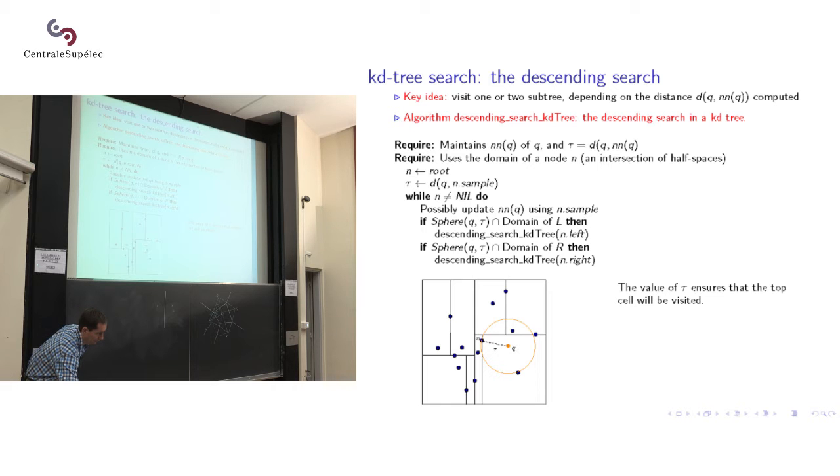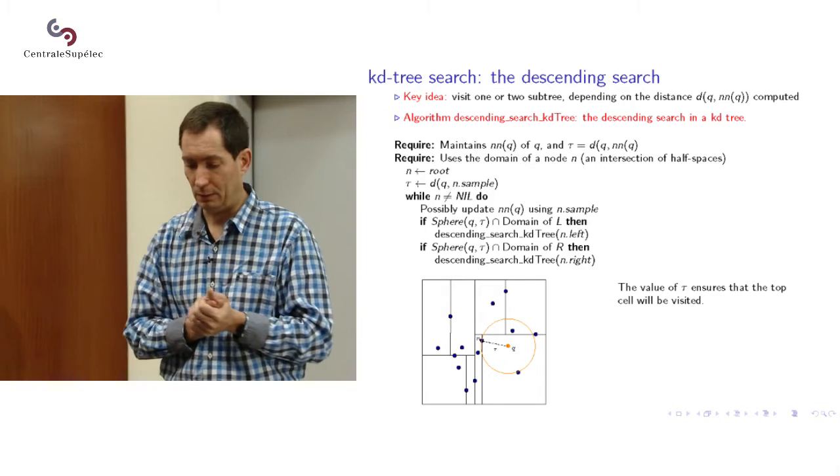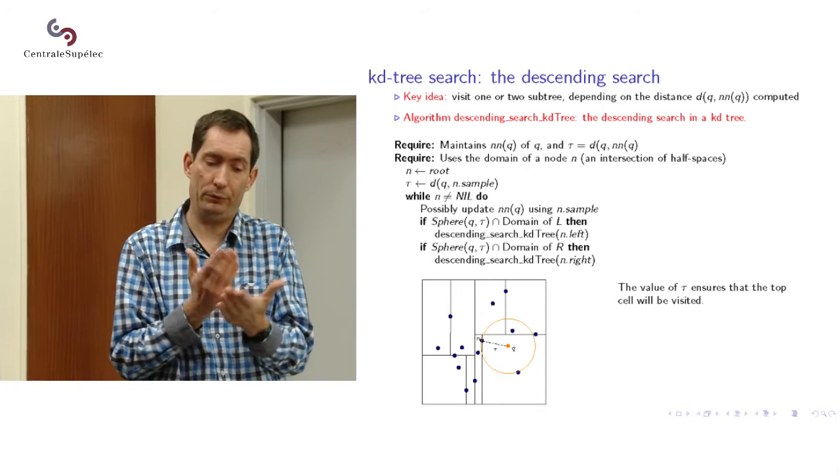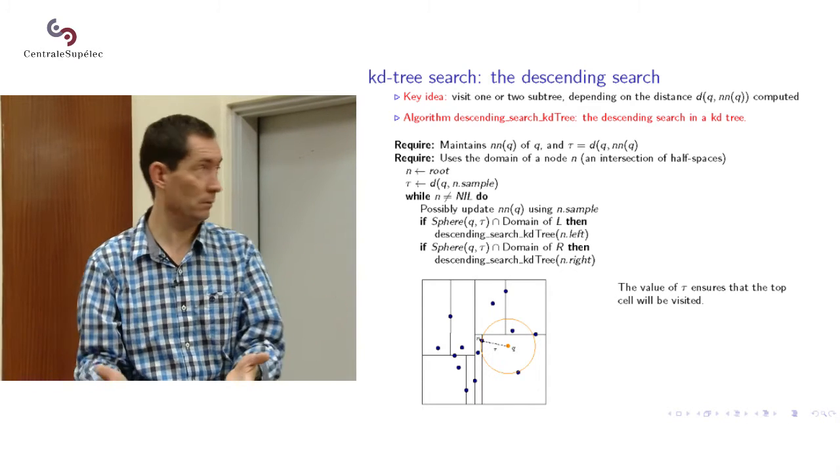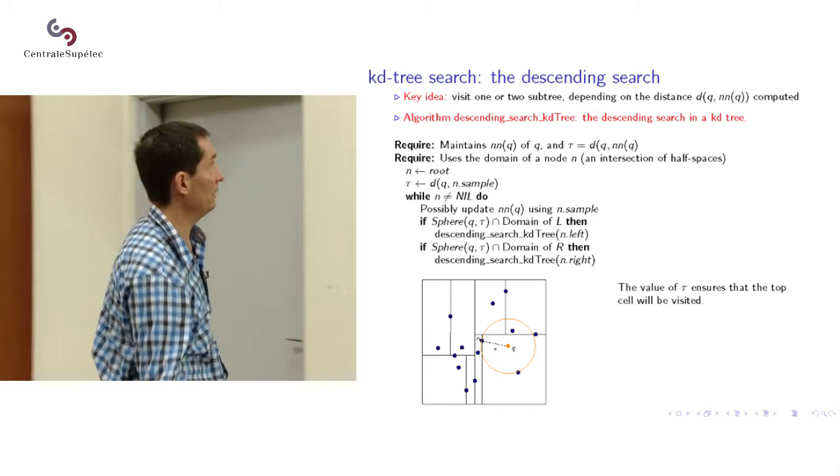And so at any step, you know that you have a ball. You have already found a neighbor which is sitting on a ball of radius tau, right? And so now here is what's happening.